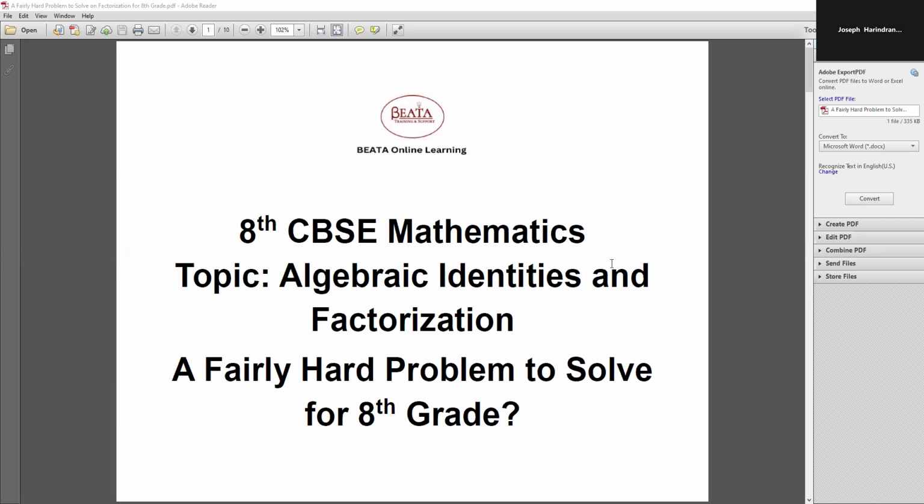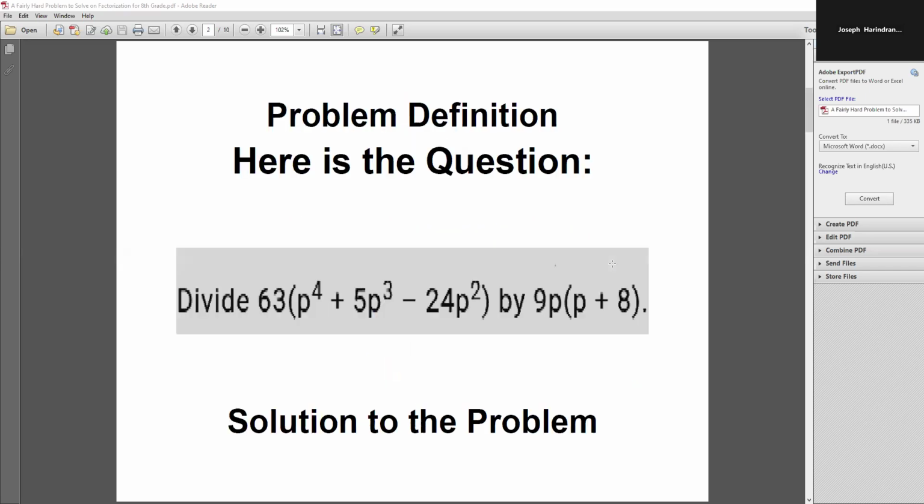This is a fairly hard problem to solve for the 8th grade CBSE Mathematics on the topic Algebraic Identities and Factorization. Here's the problem definition. Here's the question. Divide 63 into, within brackets, p power 4 plus 5p cubed minus 24p squared within the brackets by 9p into p plus 8 within the brackets.